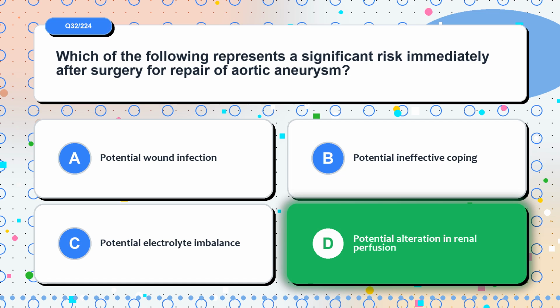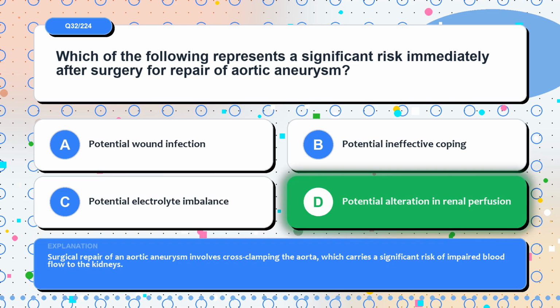The correct answer is option D. Potential alteration in renal perfusion. Surgical repair of an aortic aneurysm involves cross-clamping the aorta, which carries a significant risk of impaired blood flow to the kidneys.